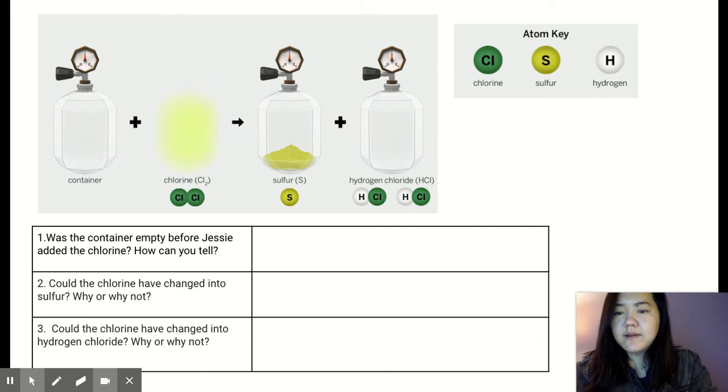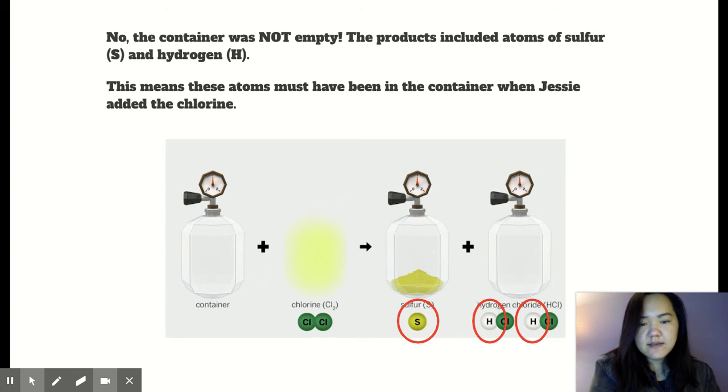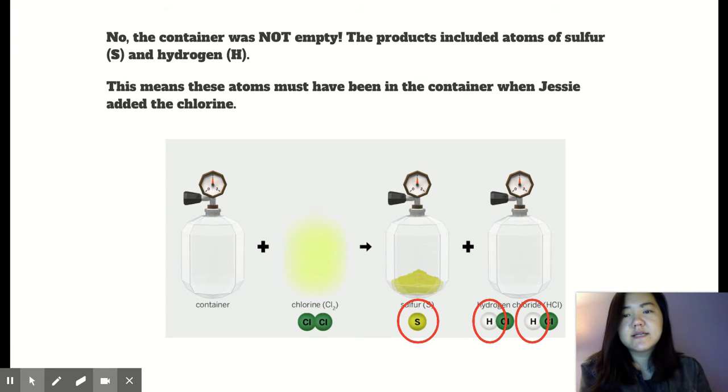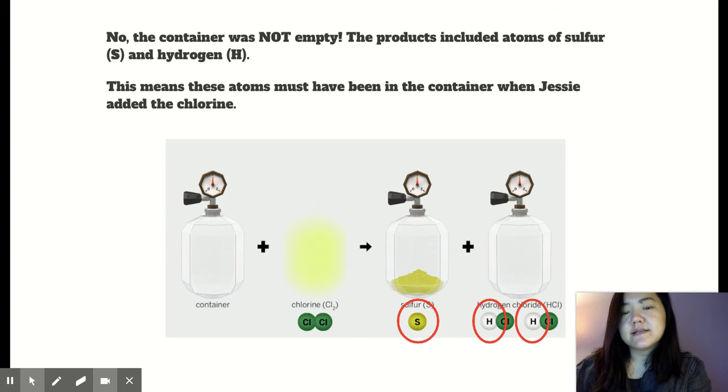All right, let's go over what we know so far. So question number 1, was the container empty before Jesse added the chlorine? If we look at the groups of atoms, we know the container was not empty. The products include sulfur, an S atom, and hydrogen, the H atom. That means before the reaction happened, the S and the H atoms should also be in the container. So it was not just chlorine in the container. That was question number 1.